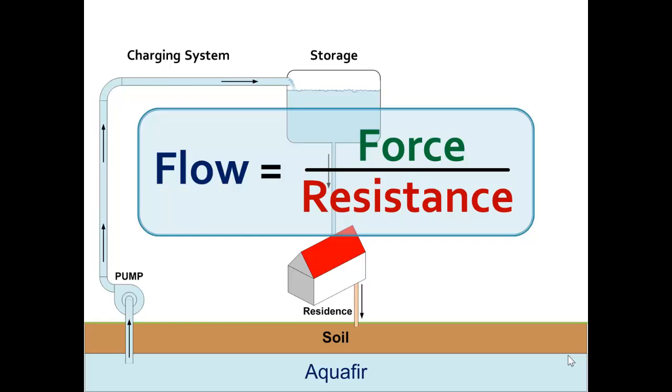So in mathematical language, we would say that force and flow are directly proportional. More force, more flow. But then we would say that flow and resistance are inversely proportional. The more resistance, the less the flow. So force and resistance are inversely proportional to flow. That's why they're placed with force above the line and resistance below the line. So I think this is very easy to understand.